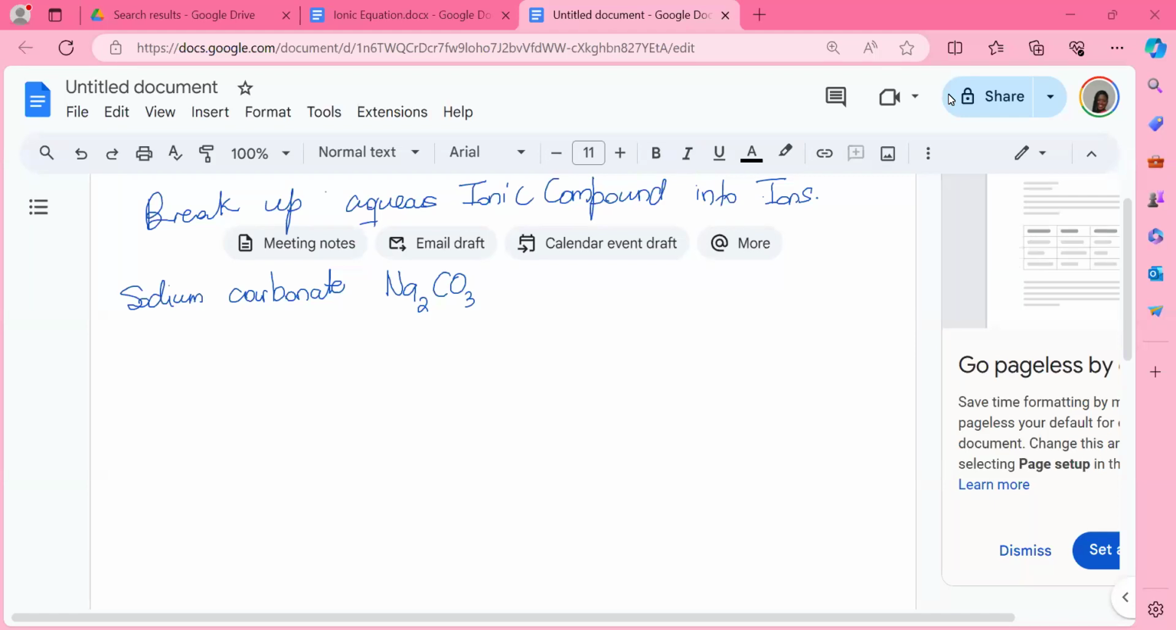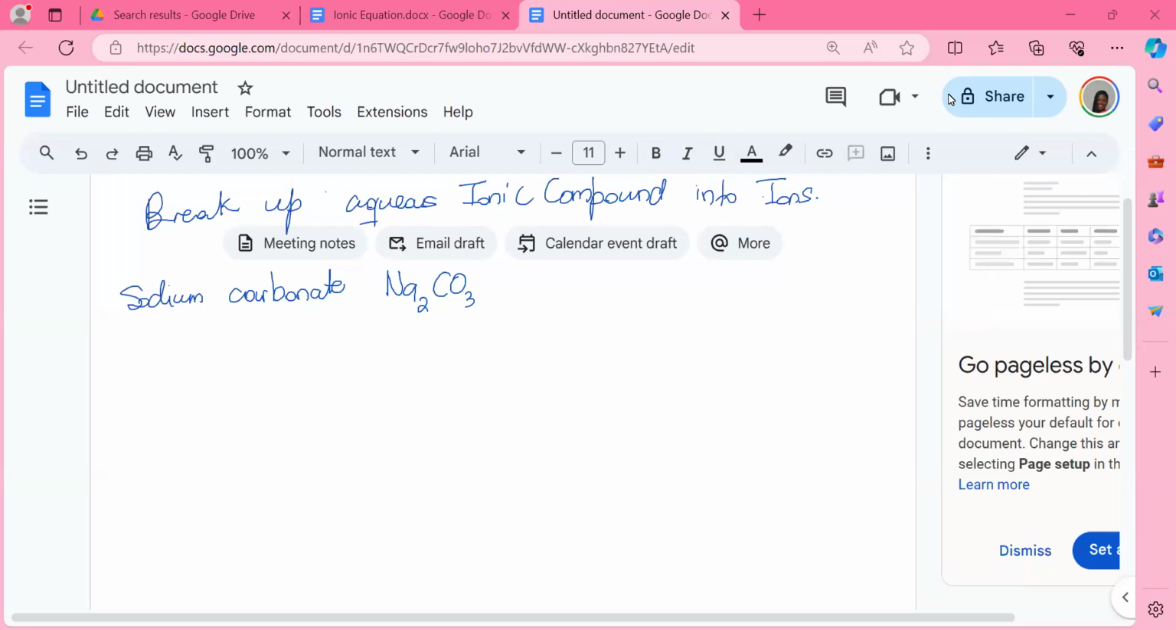So today we are focusing on chemistry. We want to break up aqueous ionic compounds into ions. This is a prerequisite for understanding what is happening when we write a balanced chemical equation and convert a balanced chemical equation into an ionic equation.